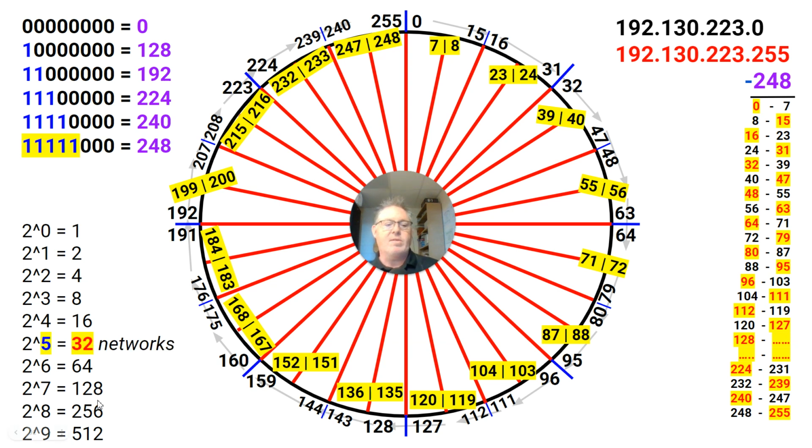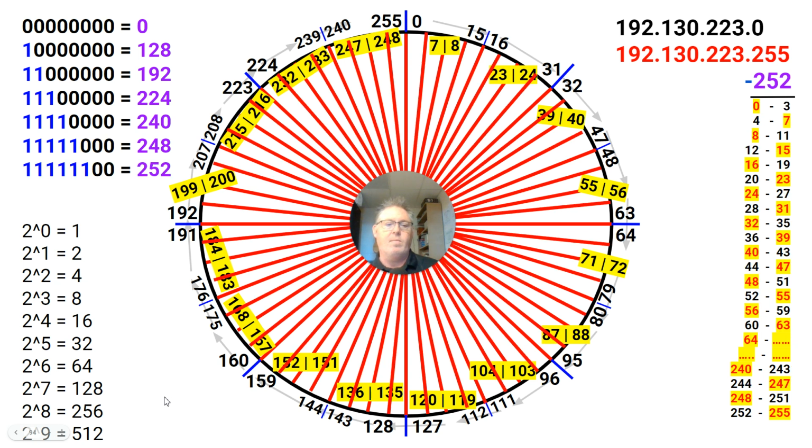5 ones in the mask means 32 networks total. 3 zeros in the mask means 8 hosts per each one of the 32 networks. And if we borrow 1 more, we'll just go all the way through it. Now we're borrowing 6 bits. Go ahead and predict. We're going to have 64 networks, 2 bits left. So we'll have 4 numbers per network.